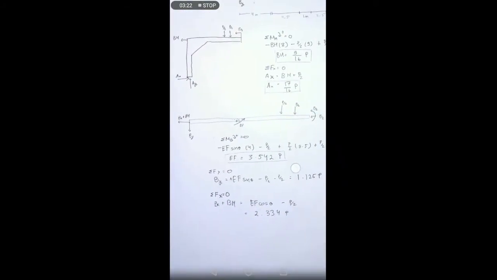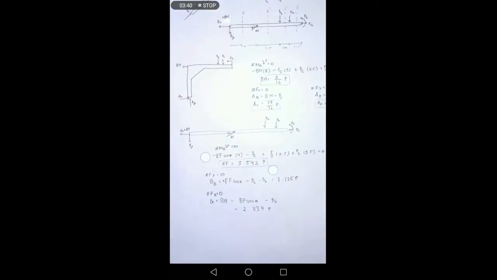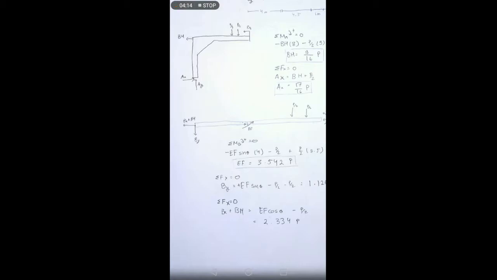First, we will take the free body diagram of BFG, and we use sigma moment around point B. Because we don't know EF, we can find EF using this method. We will find EF is equal to 3.542 P. After we find EF, we can use sigma Fy and sigma Fx to find By and Bx plus BH. By will be found to be 1.125 P, while Bx plus BH is found to be 2.334 P.